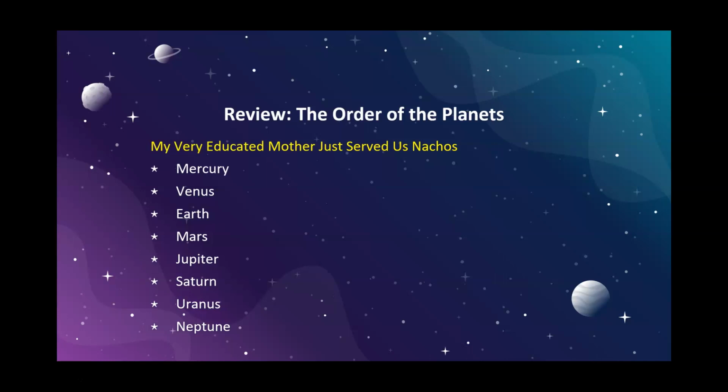Before we get into that though, I want to quickly review the order of the planets. A great way to do this is to think of the mnemonic, my very educated mother just served us nachos. I think we've sometimes said my very excellent mother just served us nachos. Or if you guys came up with your own, that's fine too. And it helps us to remember the order, which is Mercury, Venus, Earth, Mars, Jupiter, Saturn, Uranus, and Neptune.